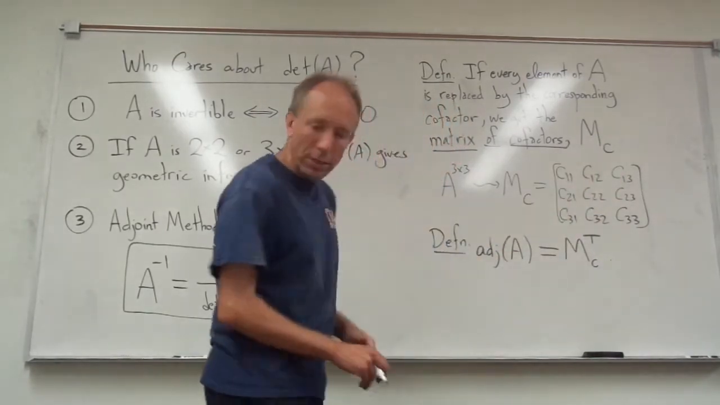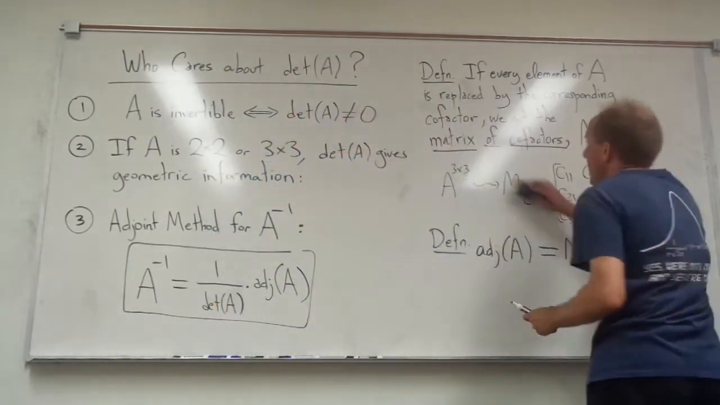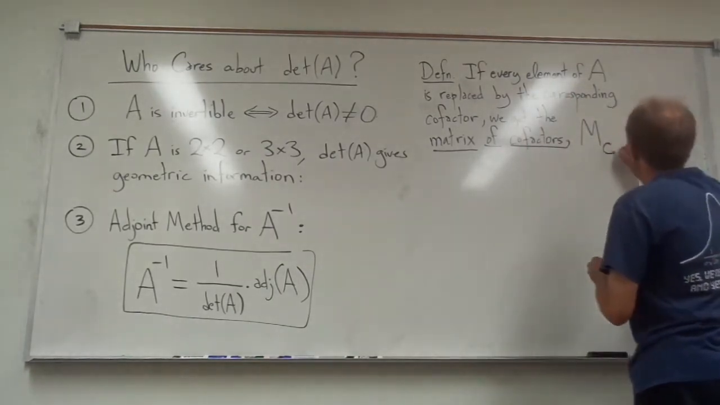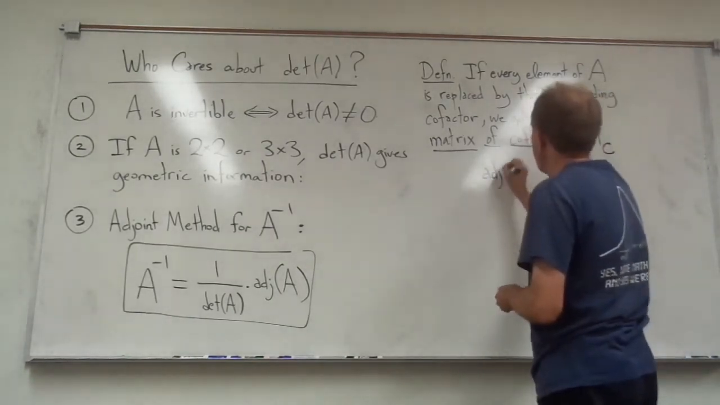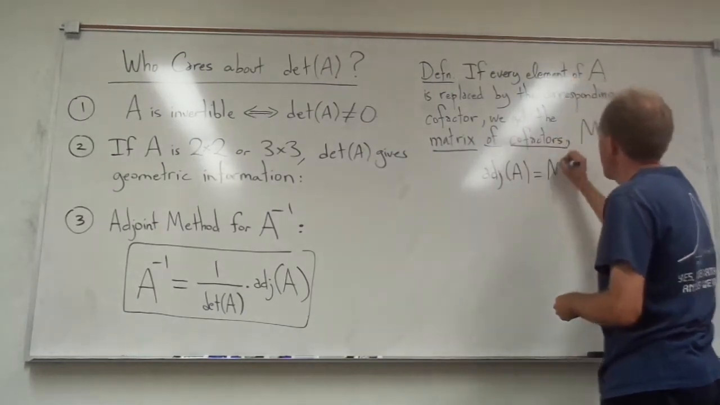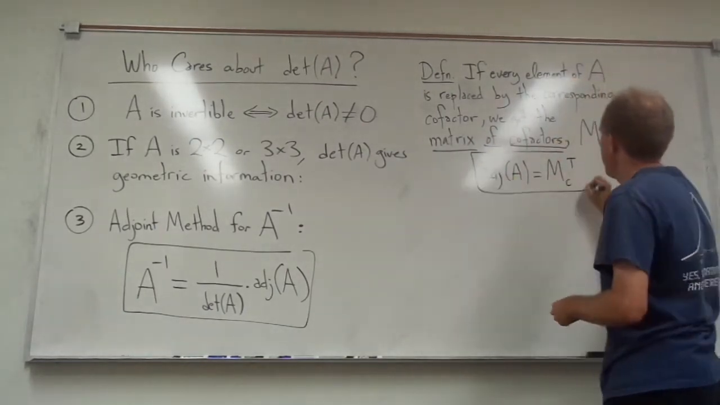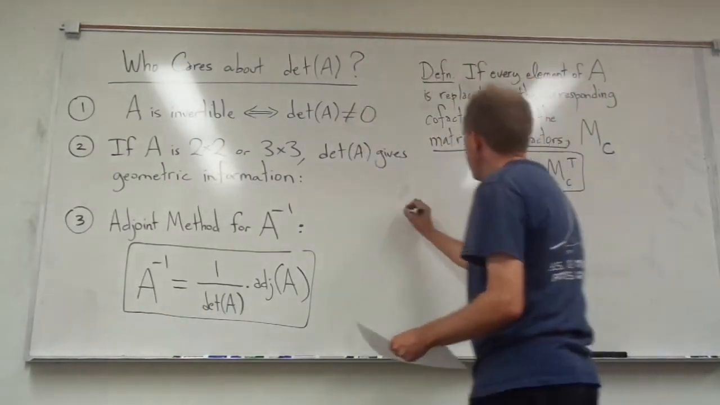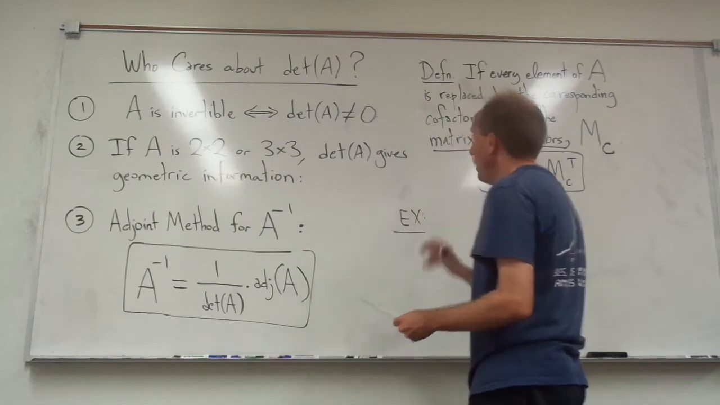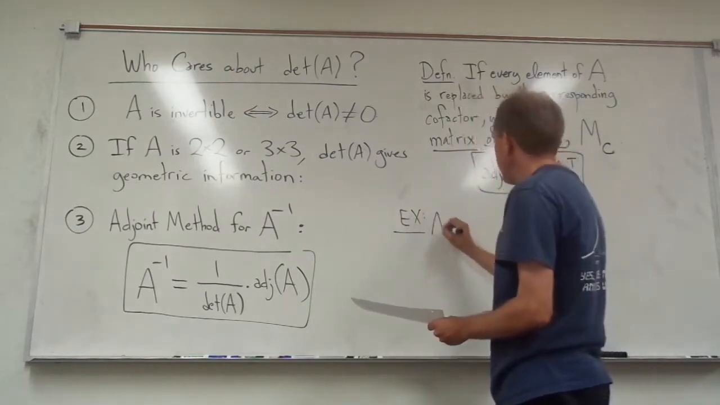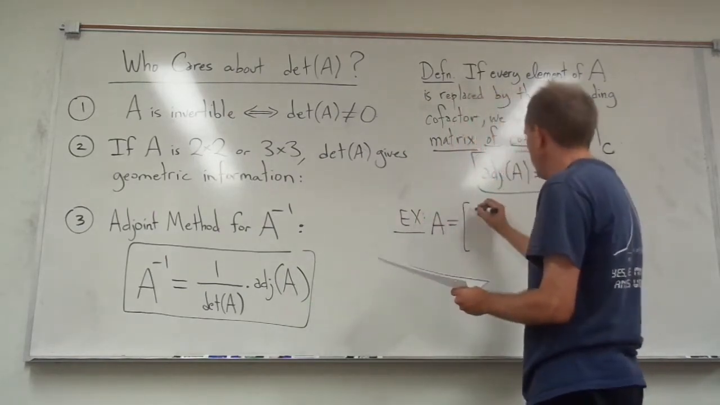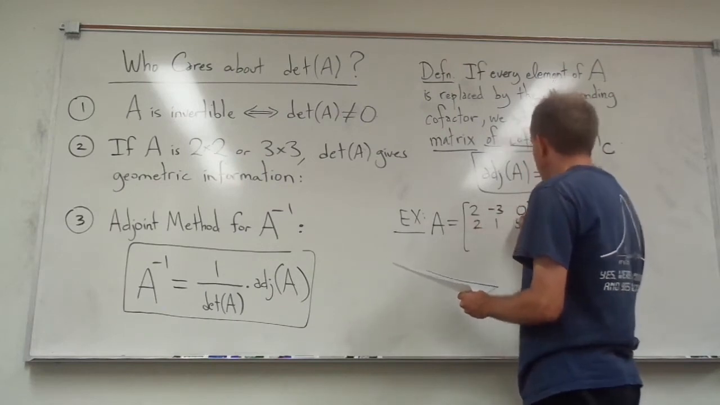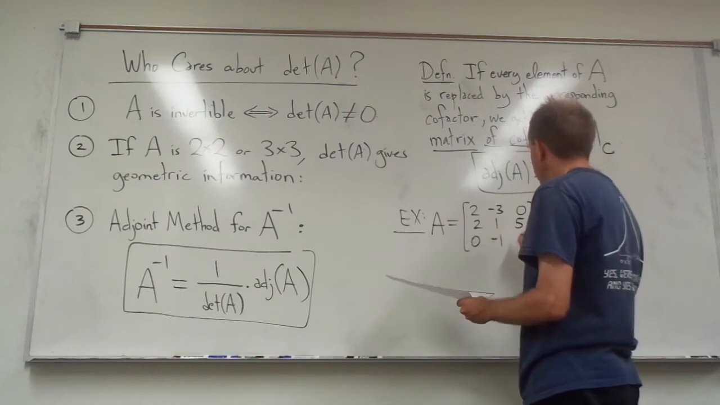Okay? So let's try it on an example. Let me just remind you, I'm just going to put that formula right here. The adjoint of A is the transpose of the matrix of cofactors. We obviously will need to know that. Okay? So here's an example. Let's suppose that my matrix A is the following matrix. Let's say 2, -3, 0, 2, 1, 5, and 0, -1, 2.